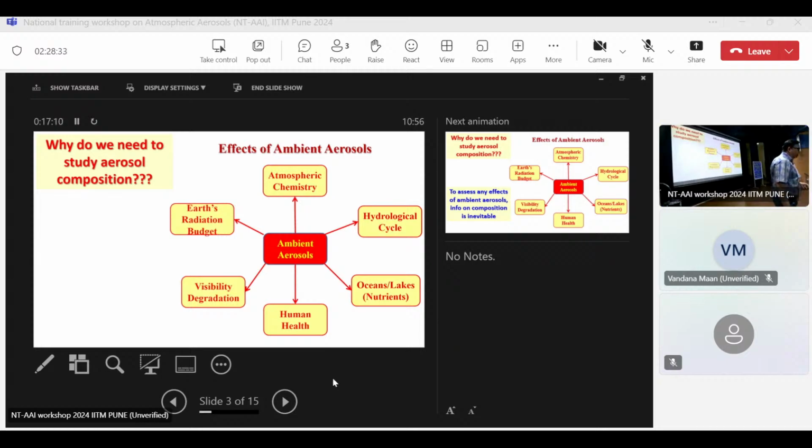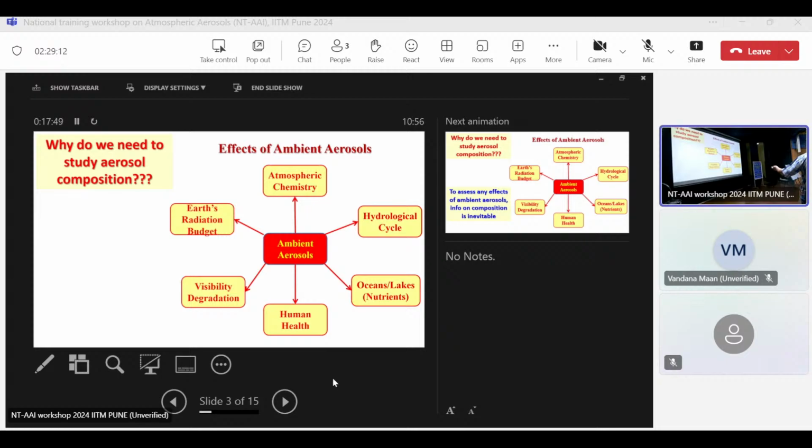Hydrological cycle. Many people are studying this. Again, answers are biased, coming from the same few. I want everybody to be involved. Please. Effect on hydrological cycle. Cloud formation. So, what is the role of composition? They can be hygroscopic, they can be hydrophobic. Depending upon composition, they can enhance or reduce the formation.